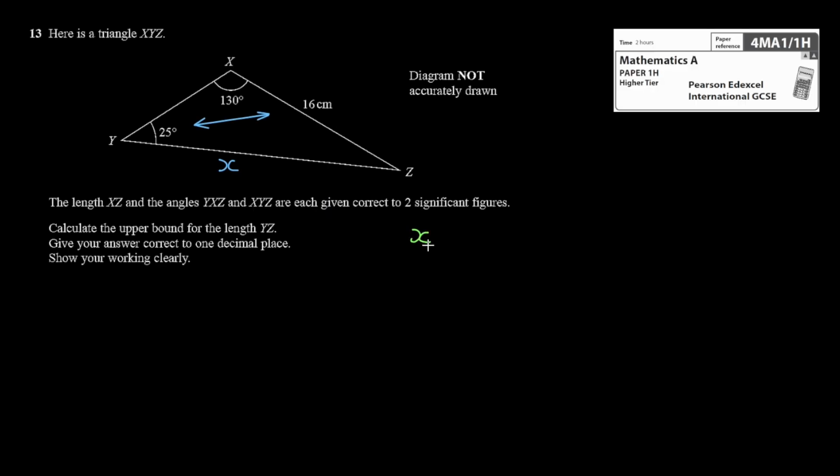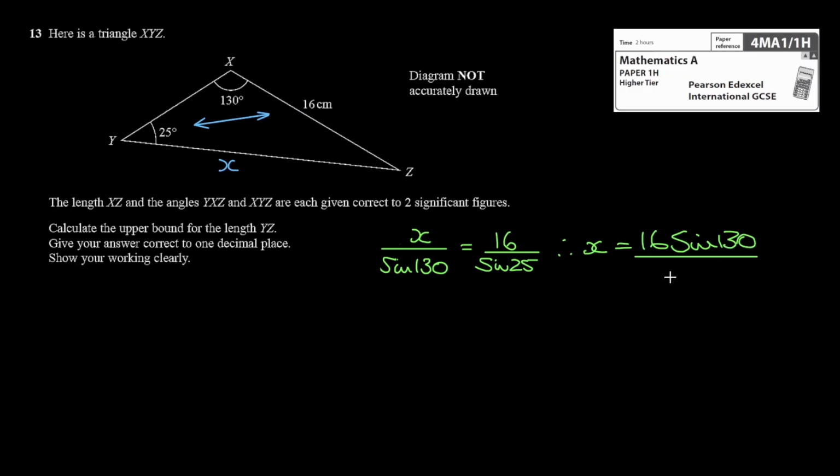So I can say that x divided by sine 130, that's that pair, must be equal to the equivalent on the other pair. So this is 16 divided by sine 25. Okay, making x the subject, I get x is equal to 16 sine 130 divided by sine 25. So let's first of all have a look at the dimension 16 centimeters here.